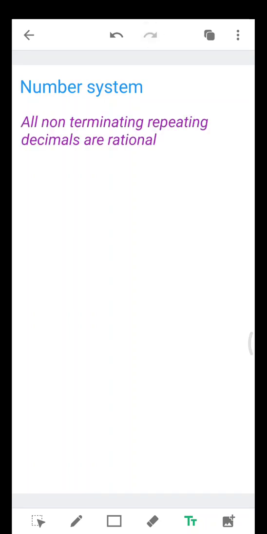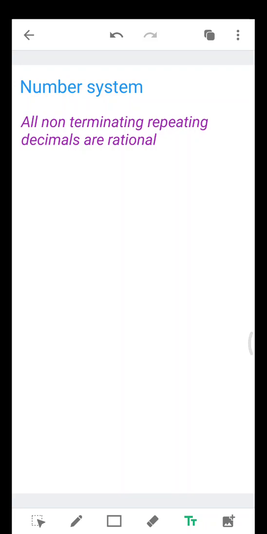Welcome back everyone. Let's get back to the chapter which we were doing before revision, that is number system. In this chapter we have learned about different types of decimals like terminating, non-terminating, repeating and non-terminating, non-repeating decimals. We also saw in our previous sessions that all non-terminating repeating decimals are rational. Let's get back to this concept now again. So I explained this before. Once again I'll recall that and we'll get back to the exercise questions.